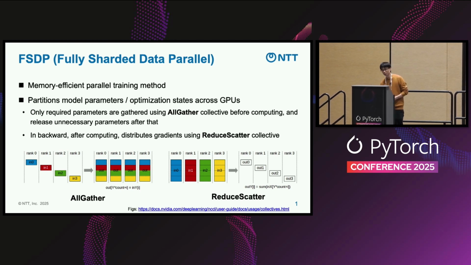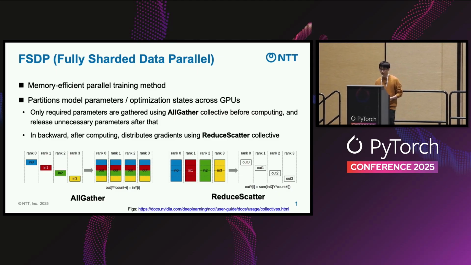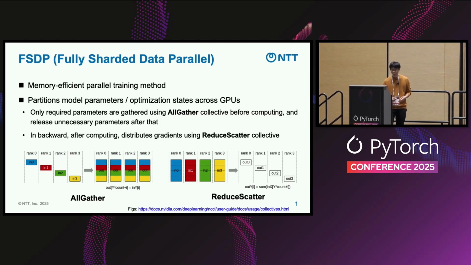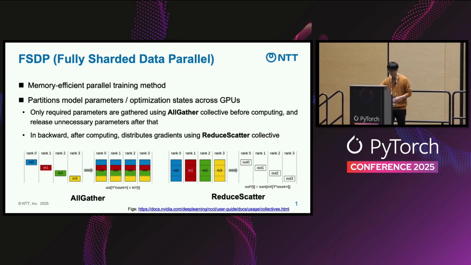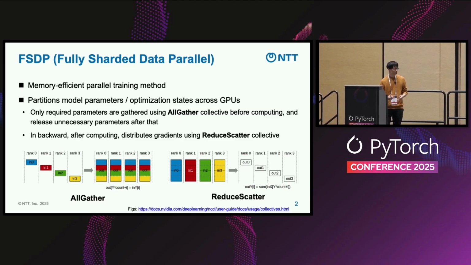In addition, in backward, after computing, FSDP distributes gradients using ReduceScatter collective communication, and similarly releases unnecessary gradients after that. And these two collectives dominate the FSDP workload's communication, so it is important to reduce their execution time to speed up the FSDP workload.